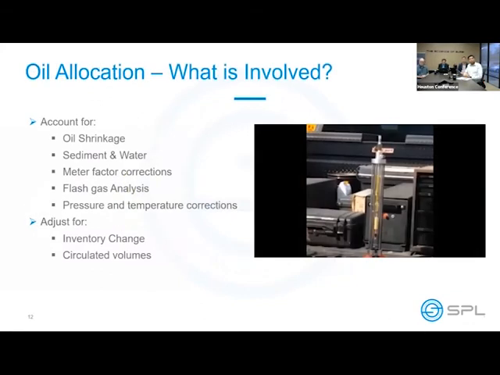Okay, let's look at oil. So what's involved in our oil allocation? Of course, Z mentioned shrinkage when he was talking about the PSM modeling. You get shrink off of that oil as the light hydrocarbons are liberated out of it. BS&W, sediment and water. Any meter factor corrections for the meters that are measuring that oil that goes through, flash gas analysis for what's coming off of there, and then of course pressure and temperature corrections.